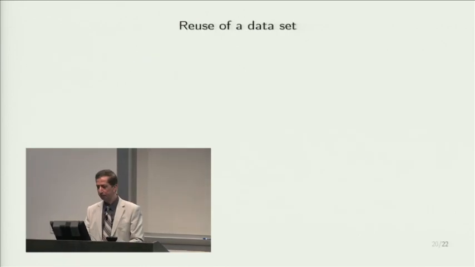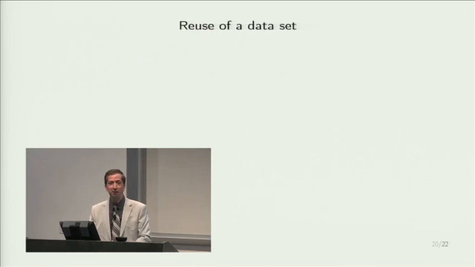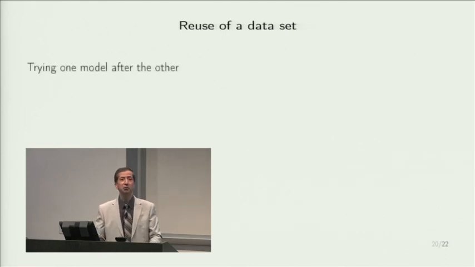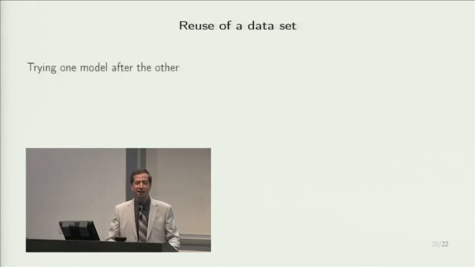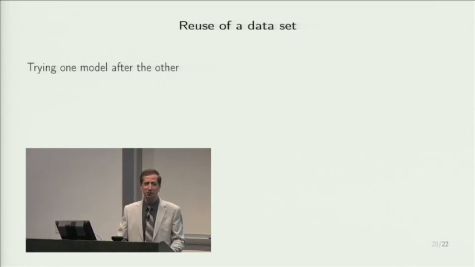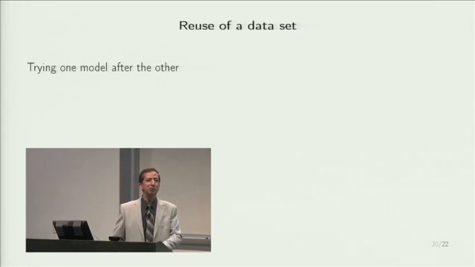Now, the third manifestation of data snooping comes from the reuse of the data set. That is also very common. So what you do, I give you a homework problem. Oh, I am very excited about neural networks, let me try neural networks. Oops, they didn't work. I heard support vector machines are better.